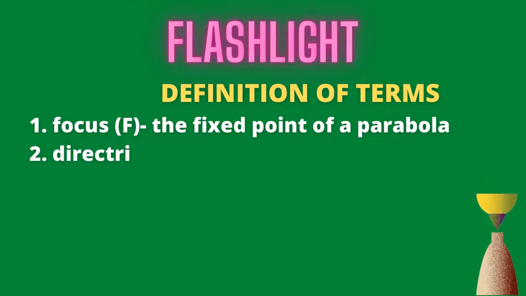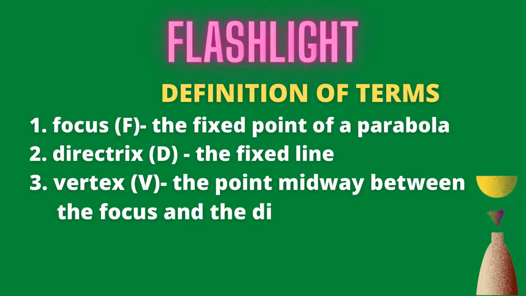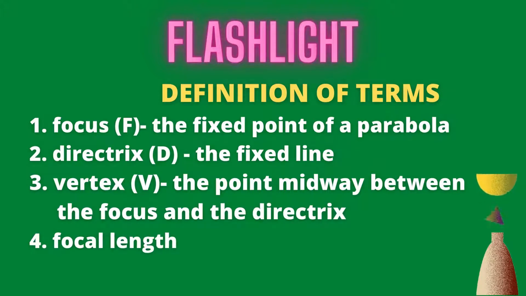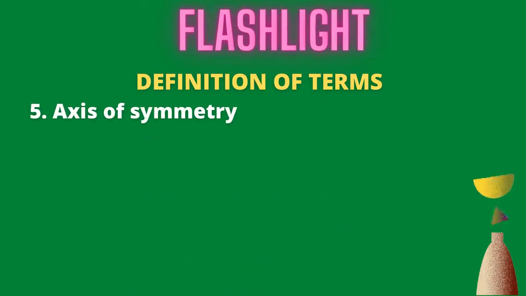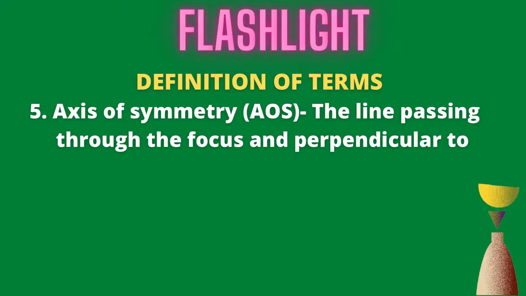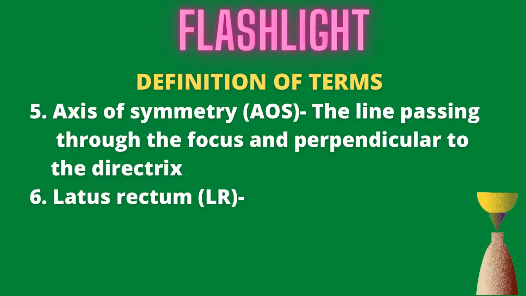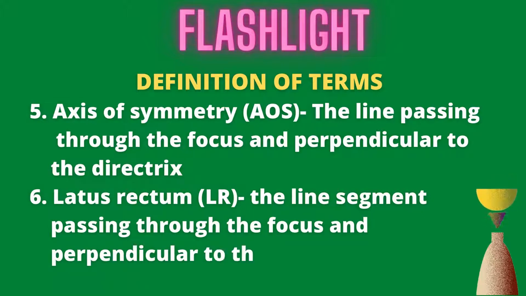Please read with me. Focus or point F is the fixed point of a parabola. The directrix or line D is the fixed line. The vertex, point V, is the point midway between the focus and the directrix. And we also have here the focal length, which is the distance from the vertex to the focus. We also have AOS or axis of symmetry, which is the line passing through the focus and perpendicular to the directrix. The LR or the latus rectum is the line segment passing through the focus and perpendicular to the line of symmetry. Do you understand?